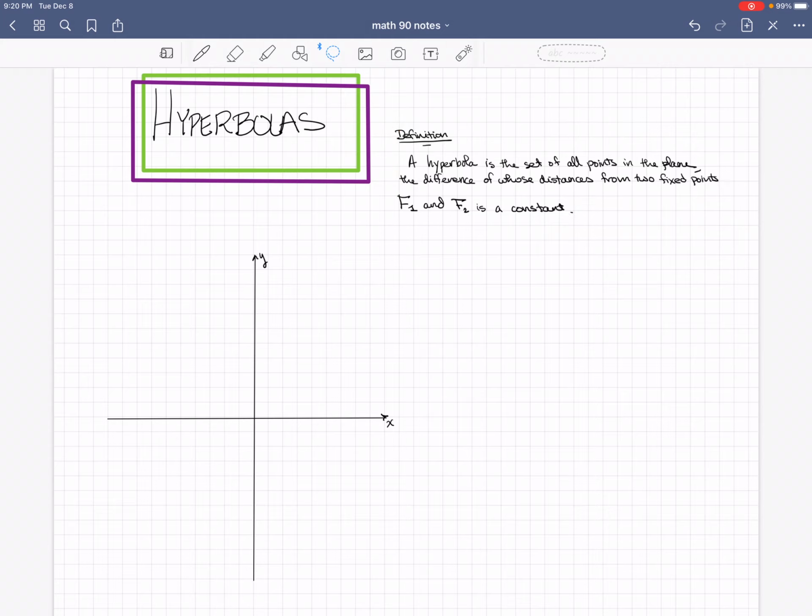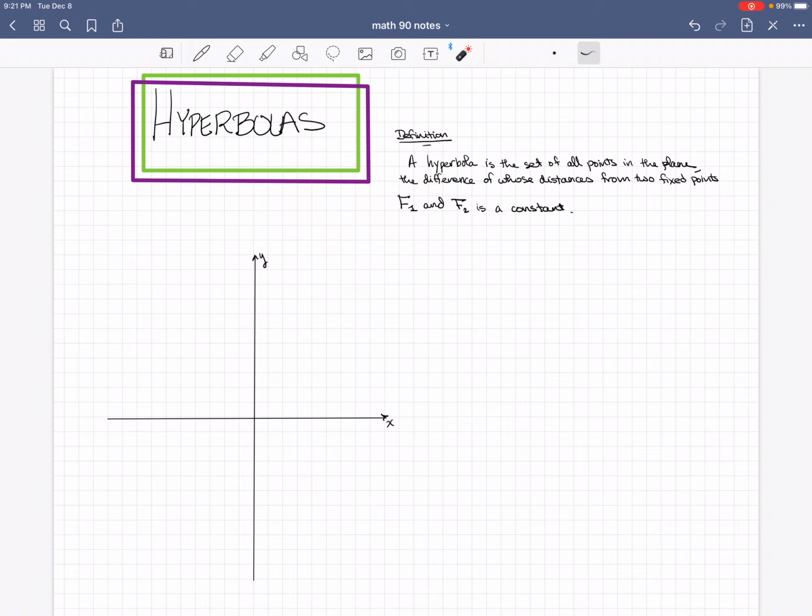I pre-wrote it so we could just read through it. A hyperbola is the set of all points in the plane, the difference of whose distances from two fixed points f1 and f2 is a constant. So I just want to underline the word difference here.